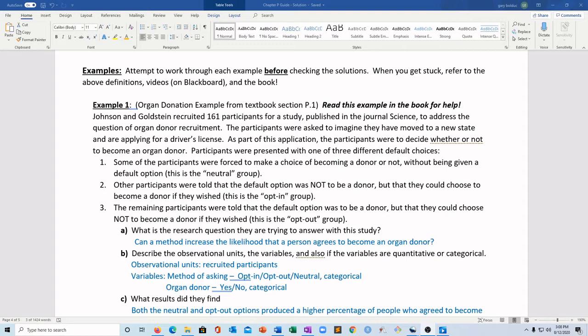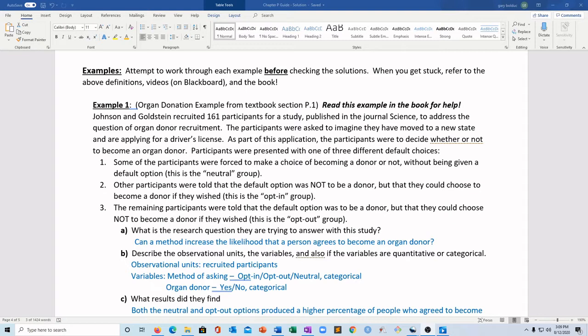So, to continue this example, Johnson and Goldstein recruited 161 participants for a study to address the question of organ donor recruitment. So in classes before, I've been able to ask people on the spot, who here believes organ donation is a good idea? Almost everyone raises their hand. And then I've asked, who's an organ donor? And you get much less hands raised. So this is the type of problem that these researchers were interested in. So, how did they try to attack this problem?